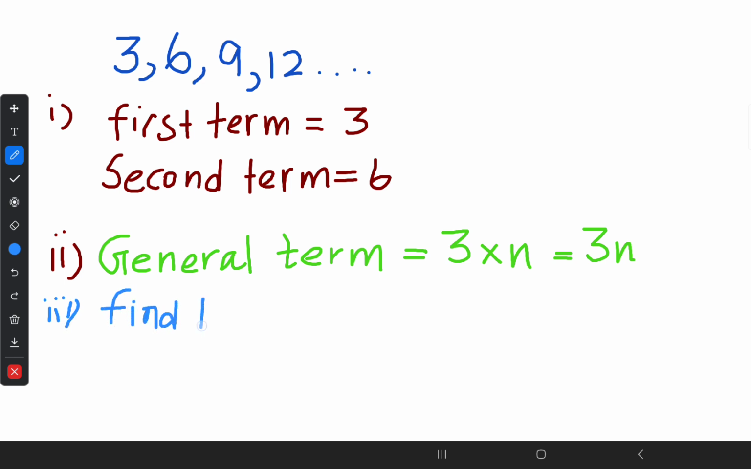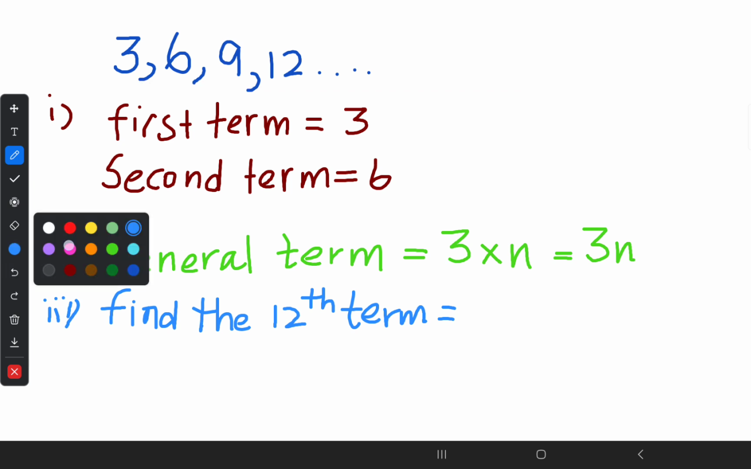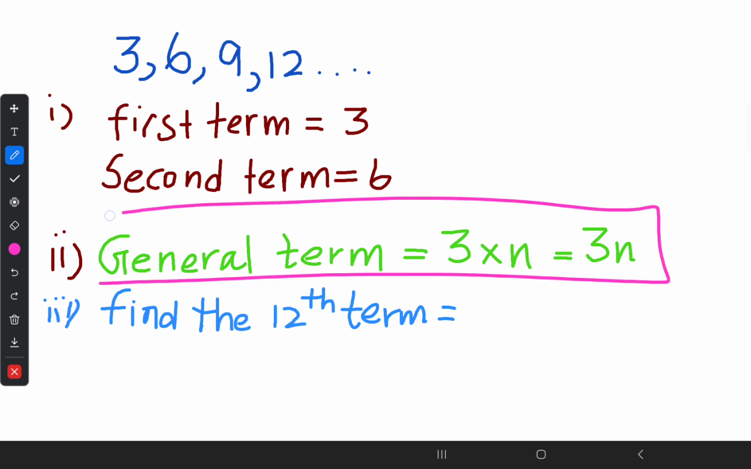Find the 12th term. This is our question. To find the 12th term, we are not going to write 12 plus 3, 15, 15 plus 3, 18, 18 plus 3, 21. Likewise, we cannot write. So for that only we have to use the important general term.